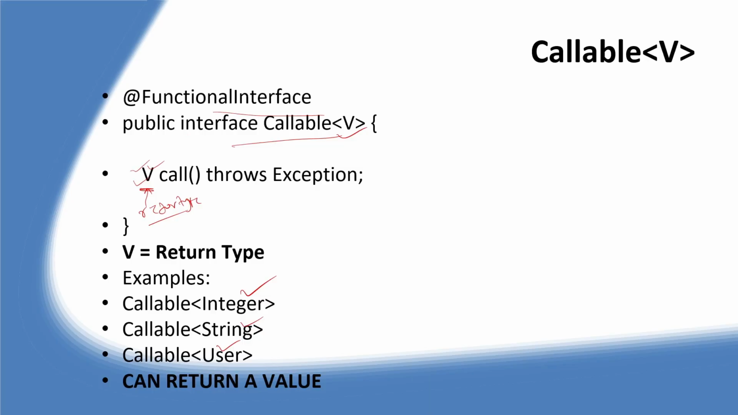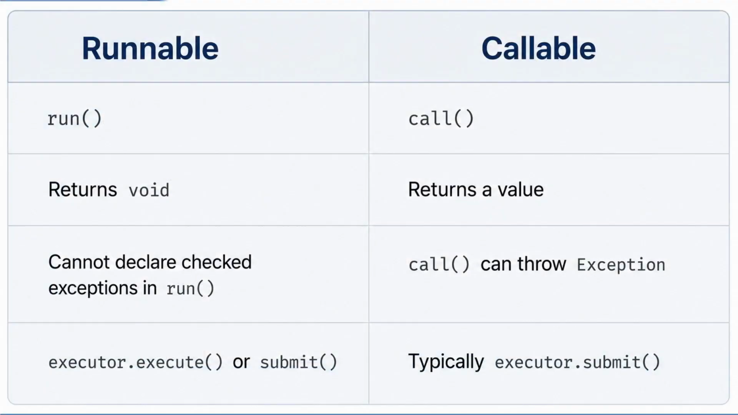Its call method returns a value. It can also throw checked exceptions. This makes Callable useful for asynchronous tasks that need to produce a result. Asynchronous means it will not wait for the output to occur. It will keep on executing the remaining lines of code, and even if at a later point of time we get the result, we can capture it. That is an asynchronous task. Now we will see the difference between Runnable and Callable.